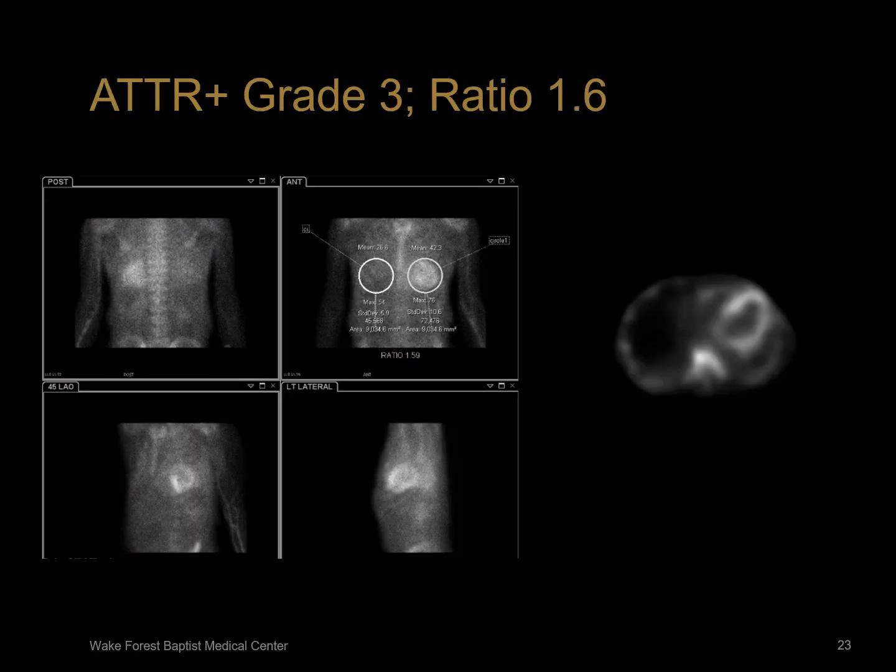This is a case of markedly positive uptake, showing grade 3 uptake greater than the ribs. Even the ribs are very hard to see. The ratio of the heart to contralateral lung is 1.6, which is very high. On this SPECT, you can see you're confirmed that you see it in the left ventricle and a little bit in the right ventricle. So this is diagnostic of transthyretin cardiac amyloidosis.